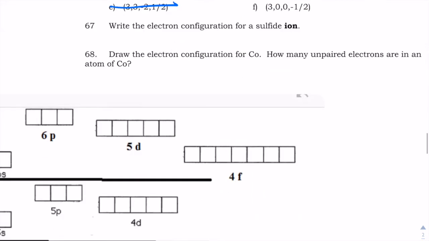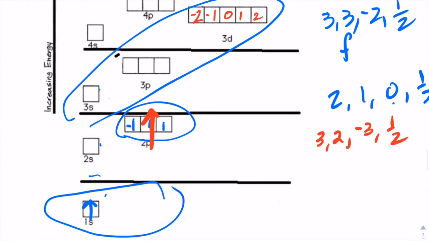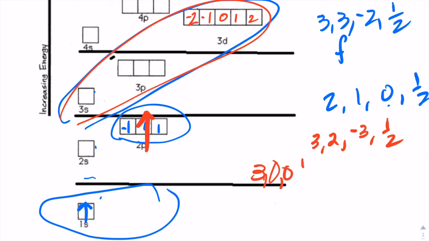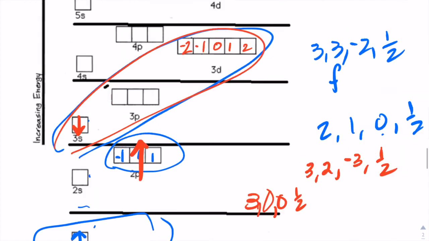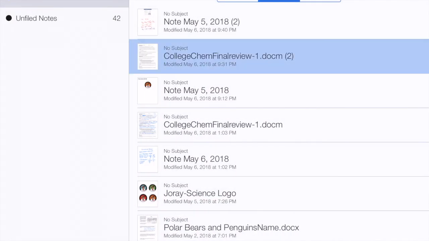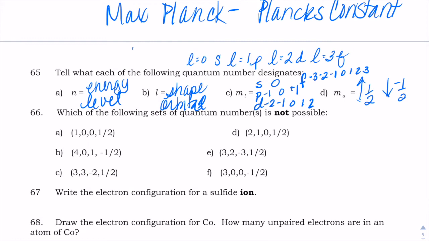Finally, 3, 0, 0, -1/2. Third floor, 0, the S orbital. Its room number would be 0, and -1/2, he would be spinning like that. So that one cannot exist, that one cannot exist, and this guy cannot exist.